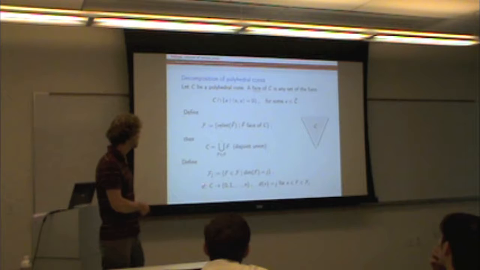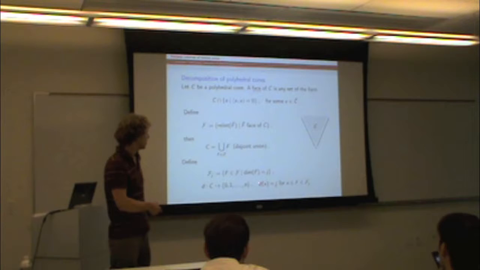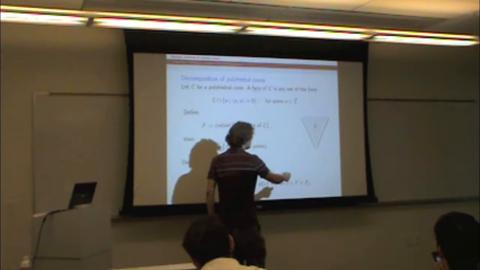we can define the function d from C to the set {0, ..., n}, which just gives us the dimension of the face the point lies in relative to. So if I take a point from the interior, then d of this point would be 2, so here it would be 1, and here it would be 0.